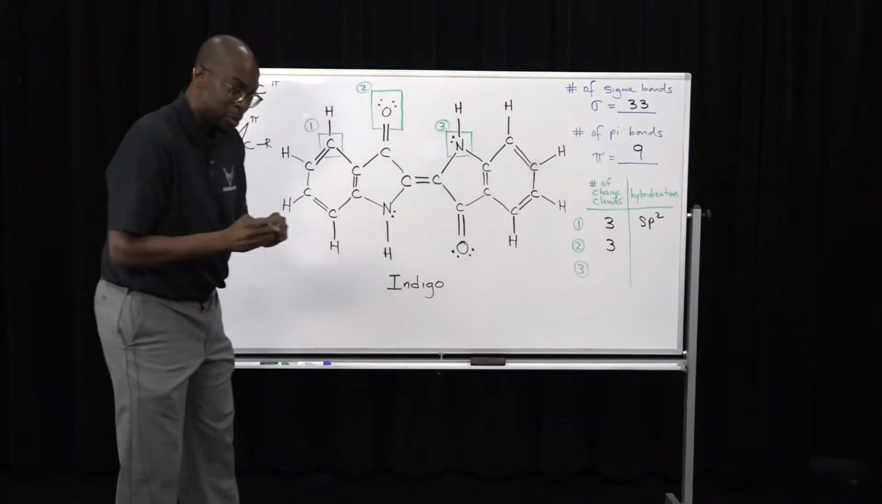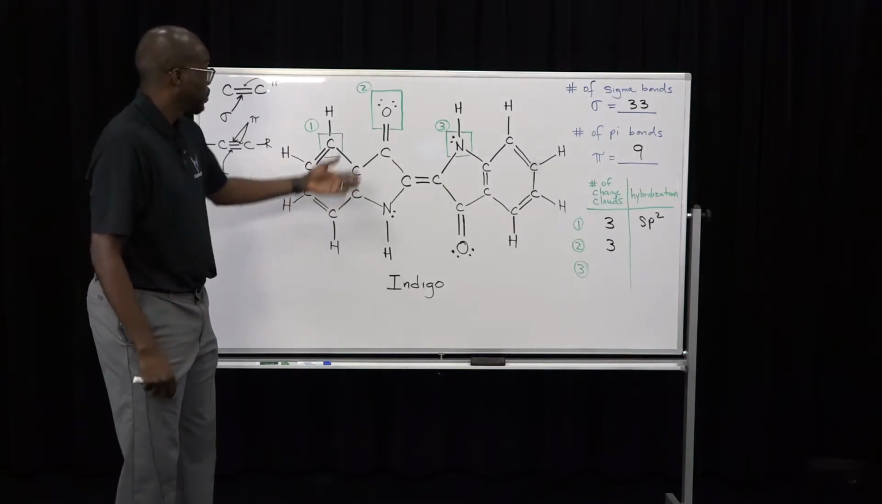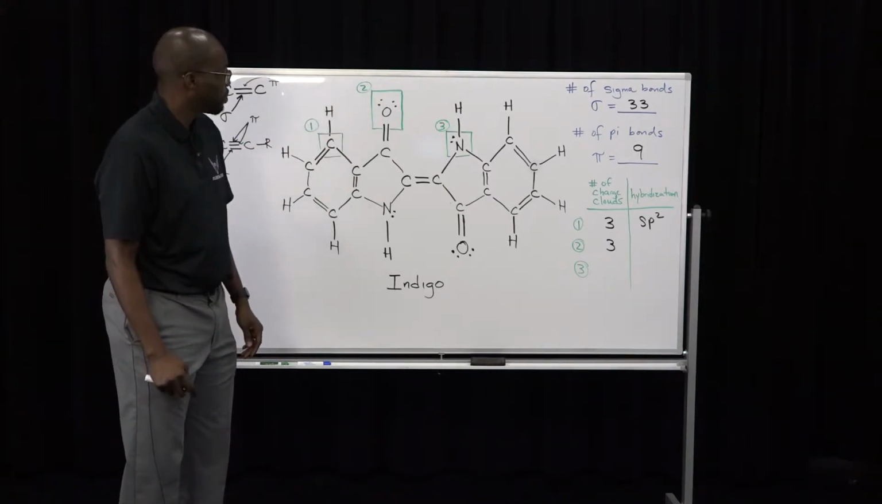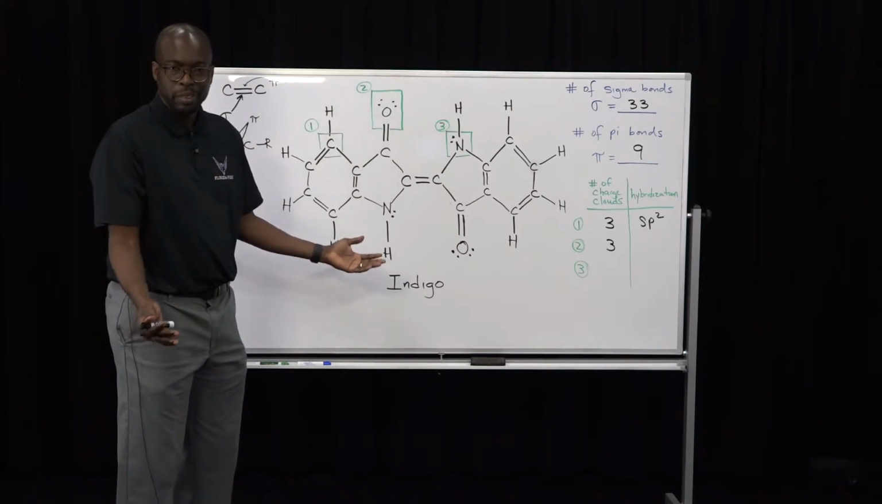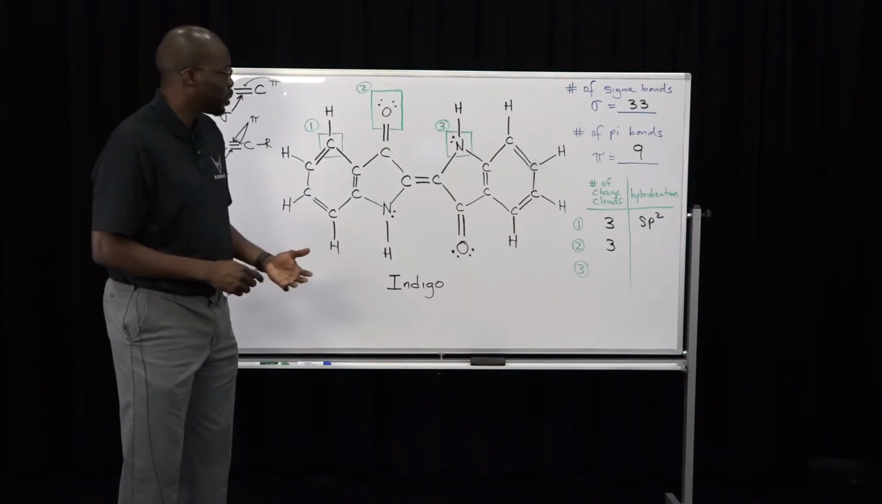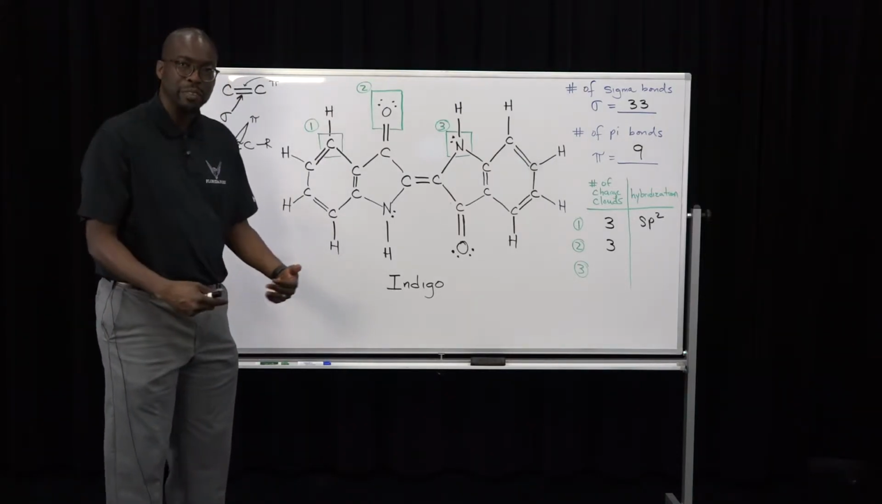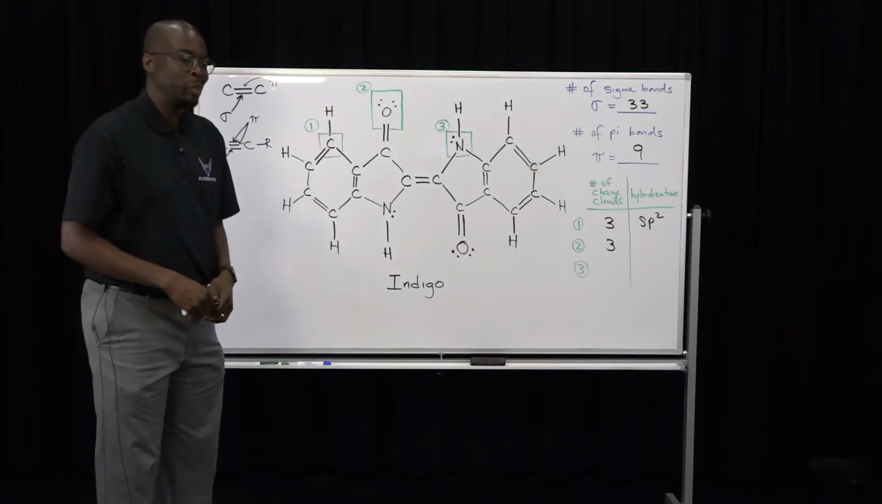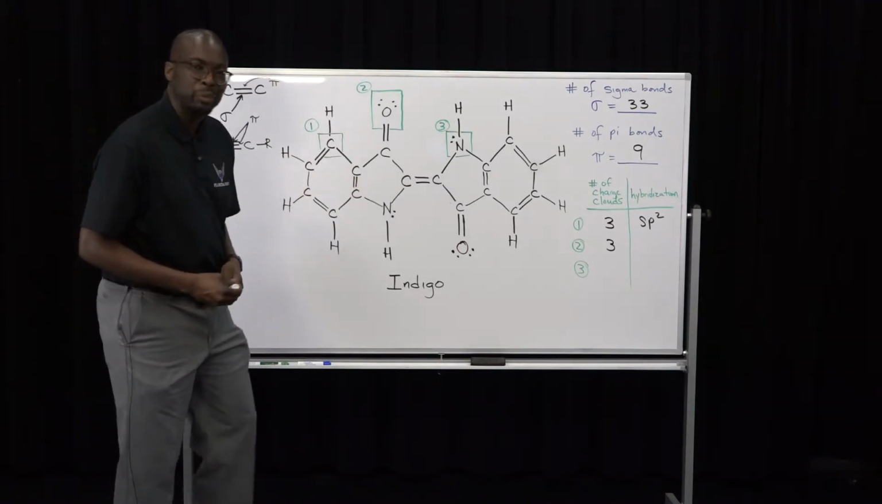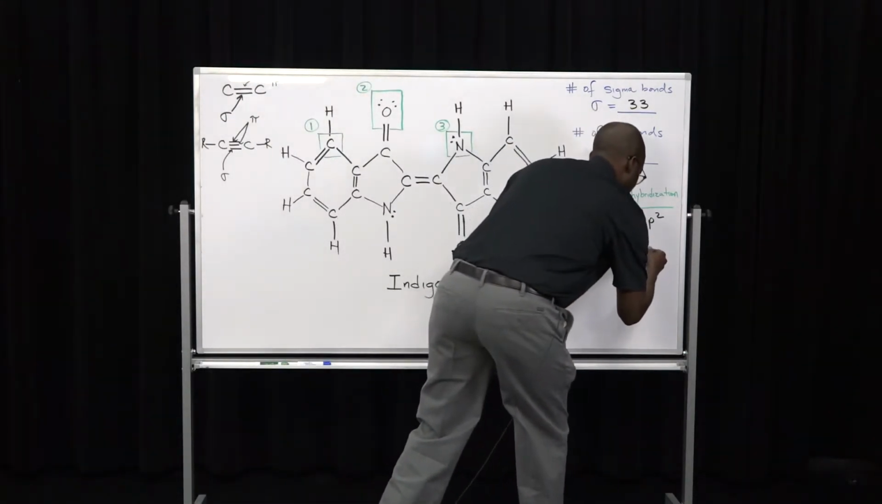Okay? According to your text, 3 charge cloud schemes, a trigonal planar geometry is associated with it. And of course, if you have a trigonal planar geometry, you still have sp2 hybridization.